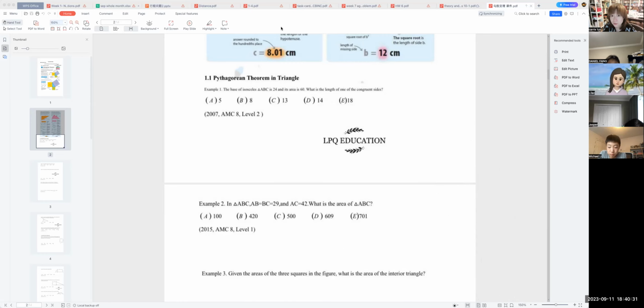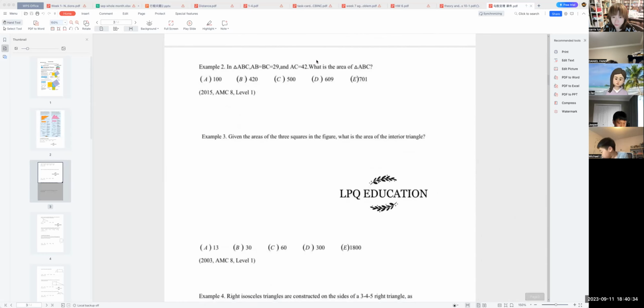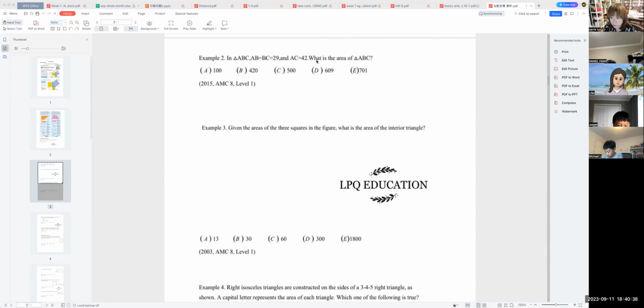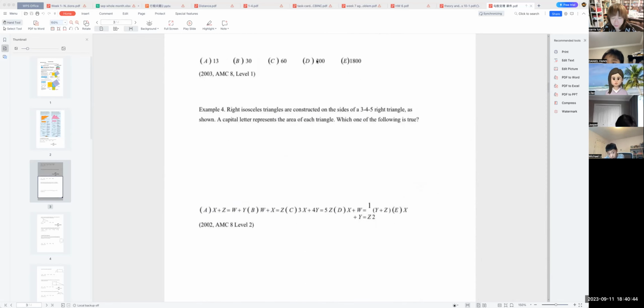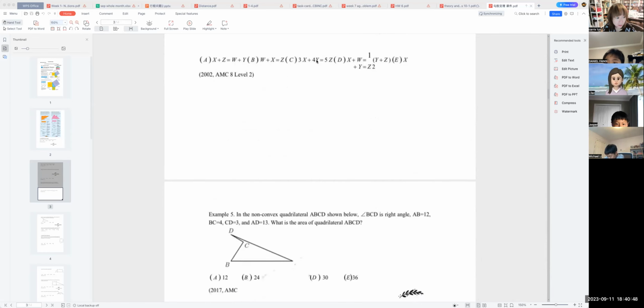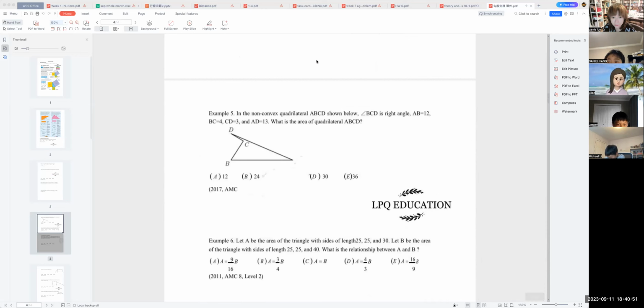Okay, understand everybody? Okay, so let's take a look at example 3. Given the area of the 3 squares in figure, what is the area of the interior triangle? 哎呀，这个 figure 没有了啊，那算了，这道题做不了。这道可以做。Example 5 in the non-convex quadrilateral, 这个图是这样子的。So it's ABCD. So triangle BCD is a right triangle. AB equals 12, BC equals 4, CD equals 3, and AD equals 13. Okay, so please tell me what is the area of the quadrilateral ABCD?